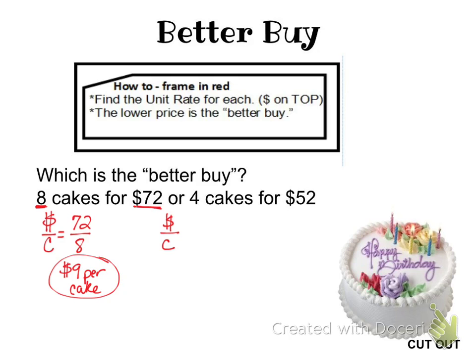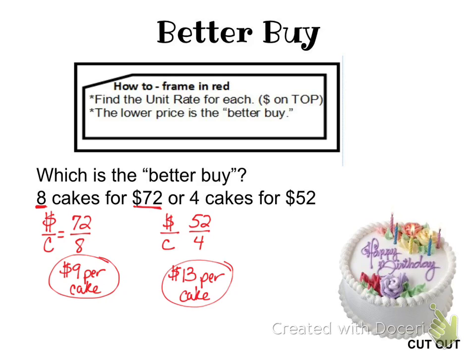Let's look at the other one. We have 4 cakes for $52. So we have 52 over 4. We're going to have to divide it. Anybody know what that is? 13. Good. 4 goes into 52. And if you don't know it, you can divide it out. But 4 does go into 52 13 times. So it's $13 per cake.